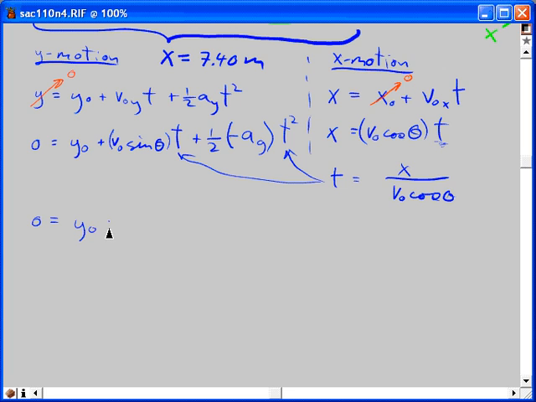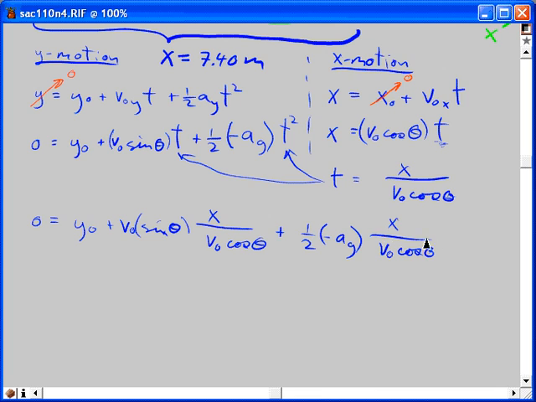So you've got y0 plus v0 sine of theta. Then pure substitution. I'm not going to do any simplification here. Just write in what I'm substituting. For t, it's x over v0 times the cosine of theta. And then plus the 1/2 minus a sub g times t squared, which will be x over v0 cosine of theta.